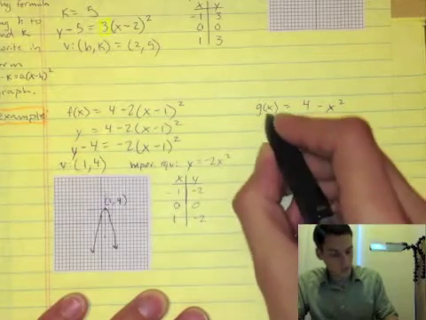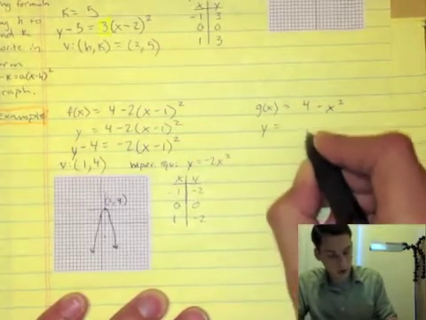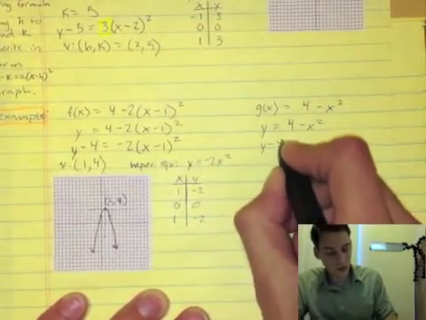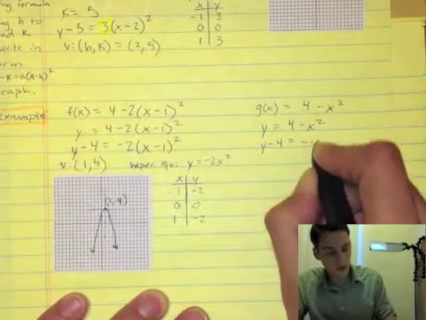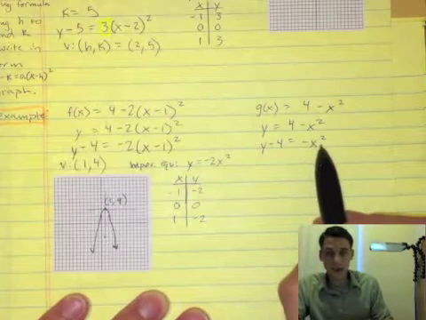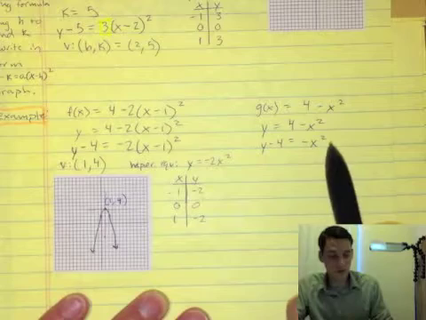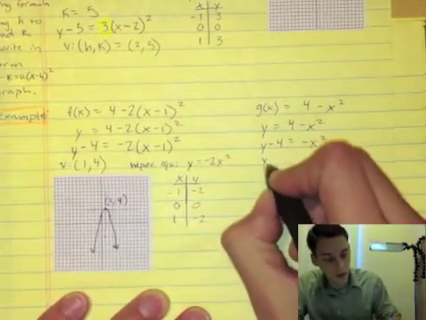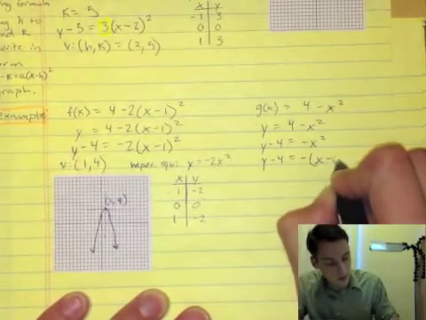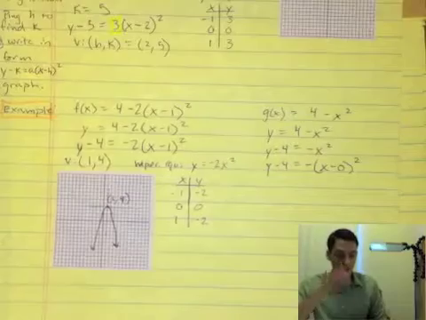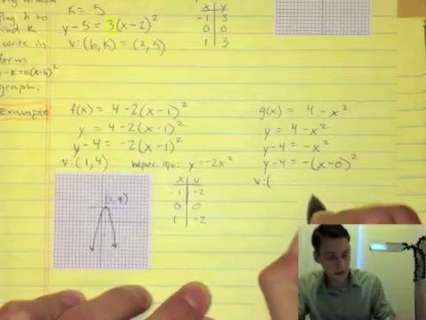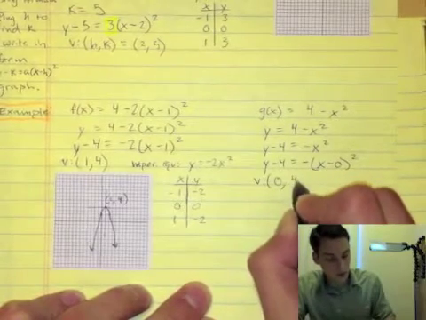Okay, so change the g of x to a y equals 4 minus x squared. Subtract that 4 over. Y minus 4 equals negative x squared. In this case, there is no h, right? Well, nothing that you can see, but we can put it in there. Y minus 4 equals negative x minus 0 squared. There, that's h. H is 0. K is 4. So the vertex is at 0, 4.